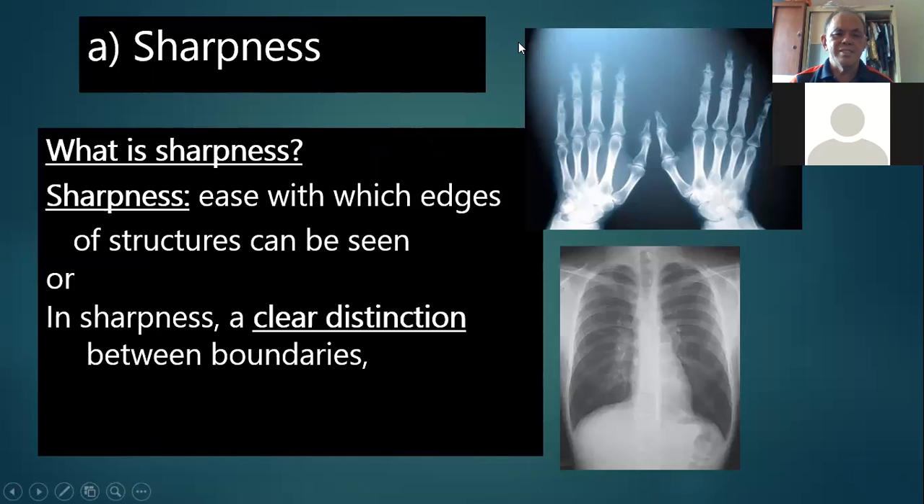What is sharpness? It is how clearly the edges of the structure can be seen. You can see clearly, then you can differentiate. These are the fingers there. In sharpness, there is a clear distinction between boundaries. You can see clearly these are the fingers, and these are the skin. Or we can see this is the rib, and the upper part is the lung. That's what we want: a clear distinction between boundaries. We don't want blur.